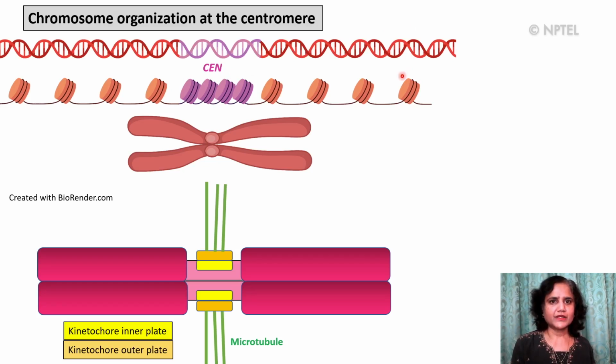Now, as already mentioned, there are centromere-specific binding proteins which form the kinetochore. The kinetochore itself is a large multi-subunit protein complex on the centromere. It's composed of an inner plate and an outer plate if you look at it by EM. The kinetochore outer plate proteins bind the spindle microtubules. So this is how the chromosome attaches to the microtubules.